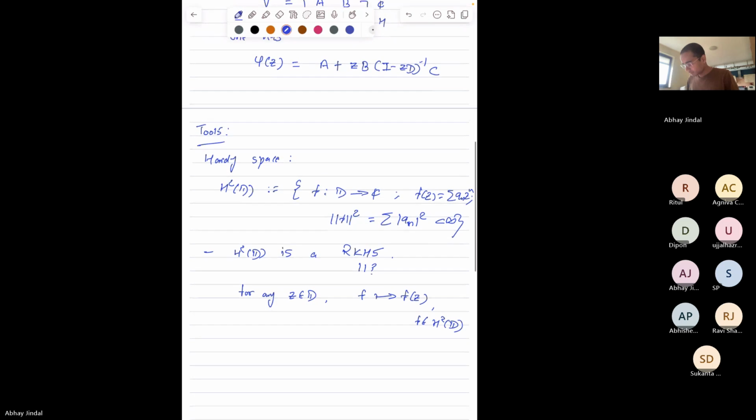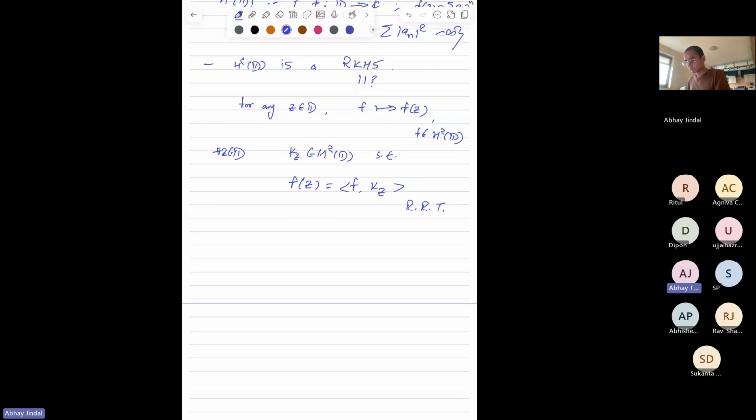And so now we invoke the Riesz representation theorem. This is a linear functional, f going to f(z). So that will mean that there exists some function k_z, for all z in D, there exists k_z in the Hardy space such that f(z) is the inner product of f with k_z. Riesz representation theorem. Okay, we are going to use this.